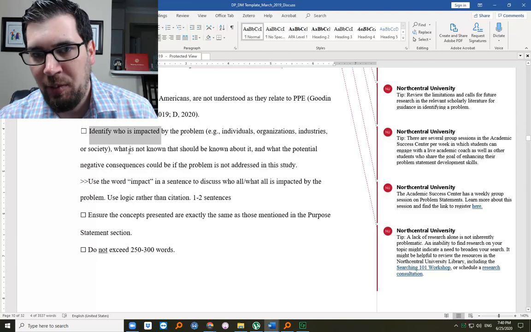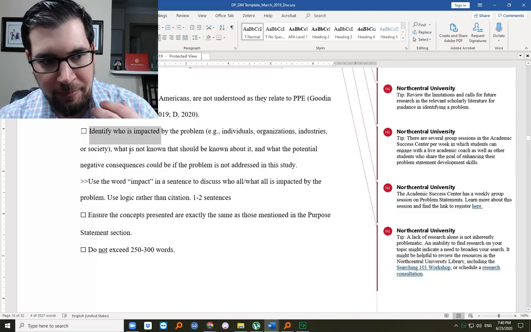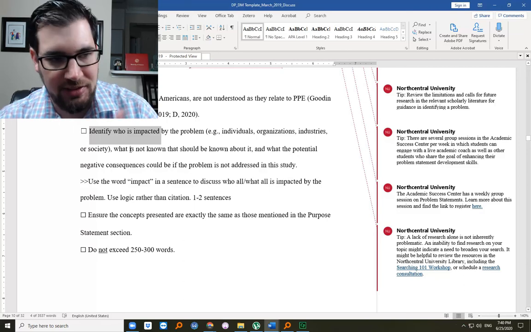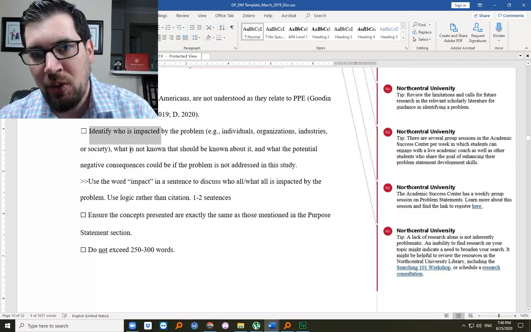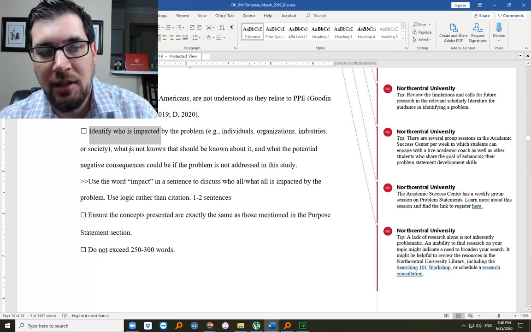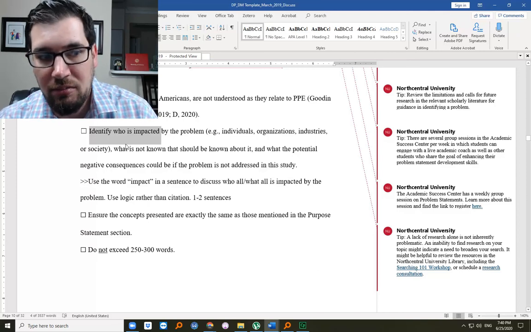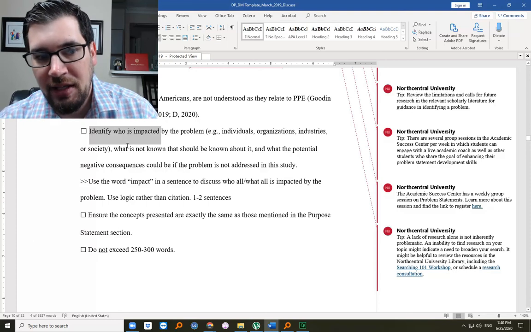Go back to my example of shoes versus head coverings versus spacesuits. What is not known? Those 3 things are not known, but the one you're going to concentrate on for your study is going to be the shoes, hypothetically. So you want to have a sentence or two about what is not known, and maybe even say the focus of the current study will be on the issue of not knowing about shoes as PPE.